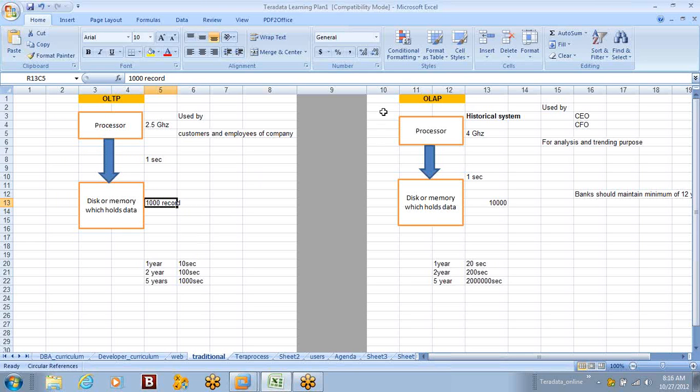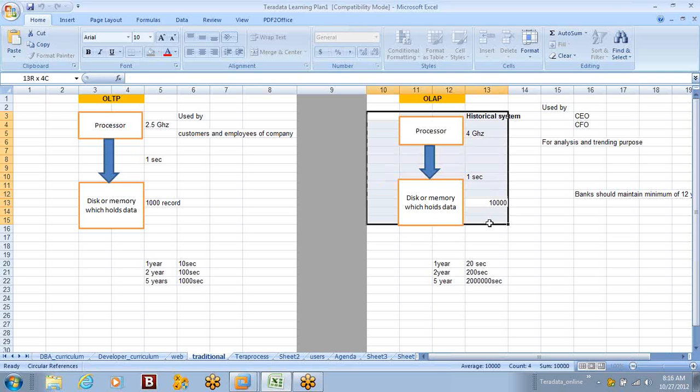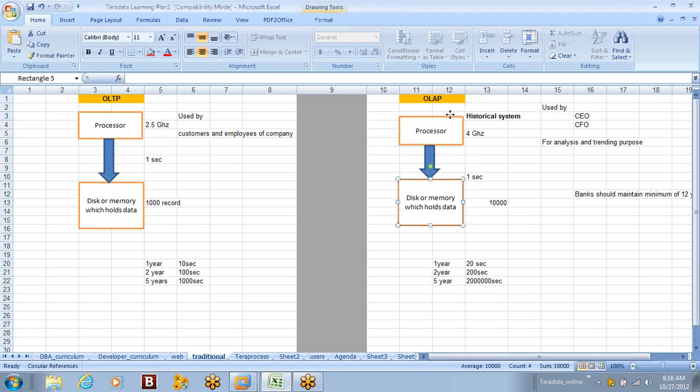But how about here? When I started archiving the old data and keeping it in the analytical systems, it is also a system, but it may be a highly sophisticated system which has huge memory and huge processor capacity, like 4 GHz compared to 2.5 GHz. And it has huge disk memory also, because it is an archival and historical system. So here the 10,000 records are processed within 1 second with the capacity of this 4 GHz.